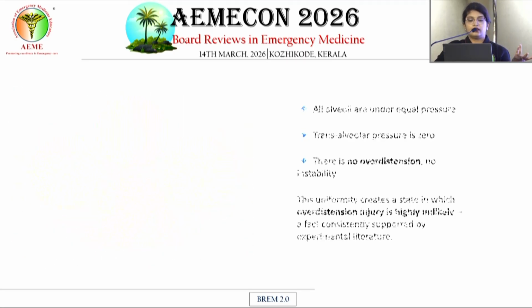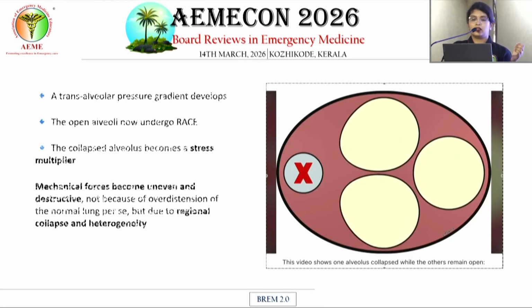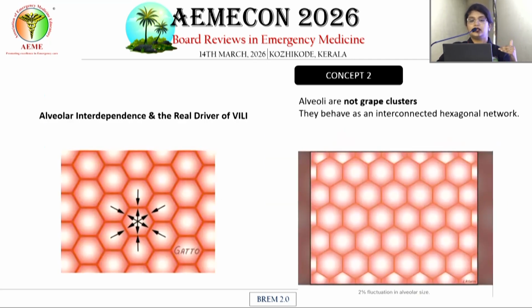But in ARDS, there is a part of the lung collapsed or fluid filled. So as you can see in this video, what is happening? Three alveoli are moving, the one is not moving. So there is a transalveolar pressure gradient which has developed. So the open alveoli, which are present adjacent to the collapsed alveoli, will undergo rapid expansion and contraction. So rapid expansion and collapse is happening with the adjacent alveoli. So this collapsed alveoli will act as a stress multiplier for the surrounding alveoli.